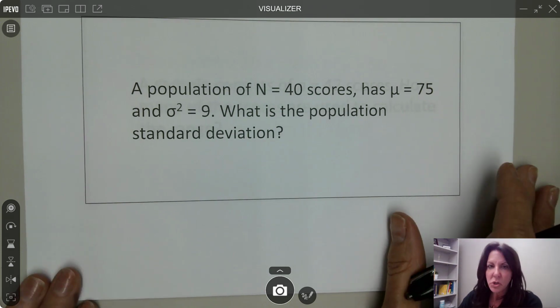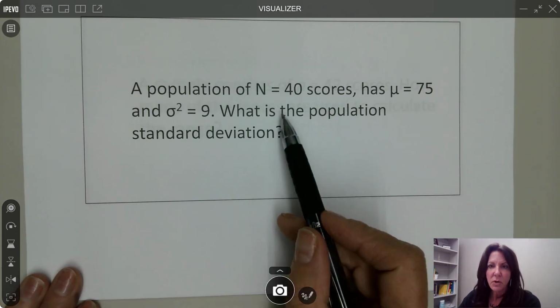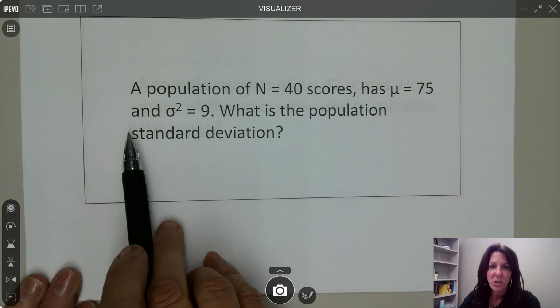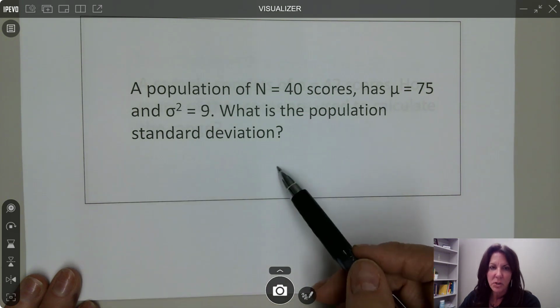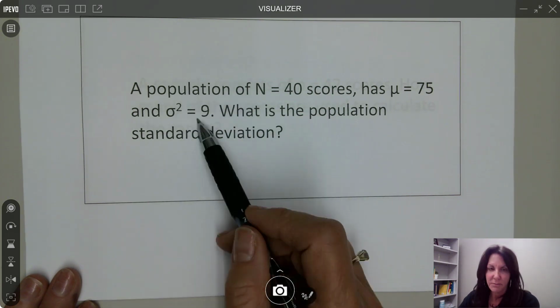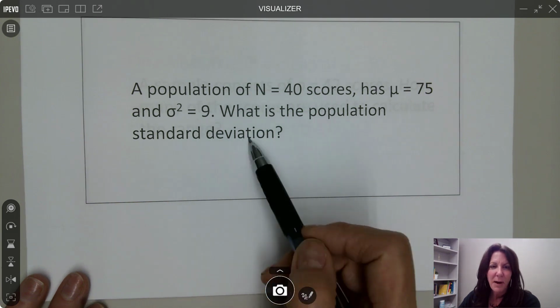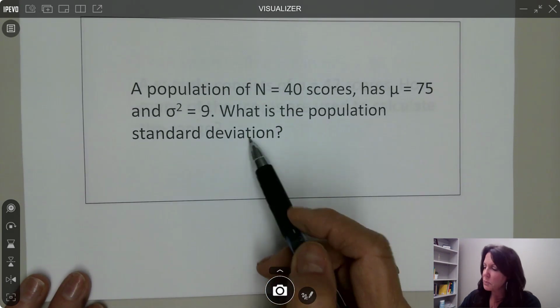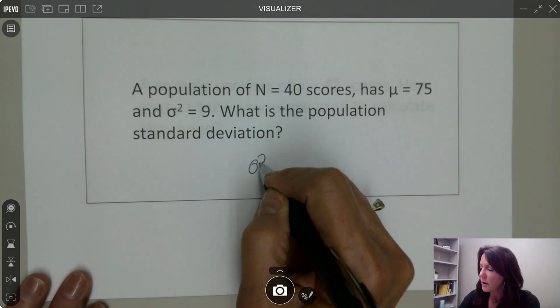Okay, similar question. Population of 40 scores, a mean of 75, variance of 9, excuse me. What is the population standard deviation? So let's put down what we know. The variance is 9.